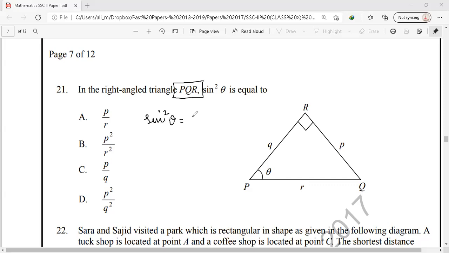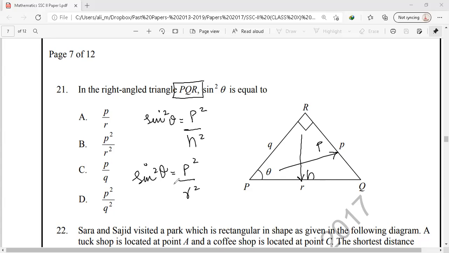We know that the ratio sine is equal to the side perpendicular over the hypotenuse. Theta is given in this expression, so the side opposite to theta is the perpendicular, and the side opposite to 90 is the hypotenuse. The value of the hypotenuse is r, while the value of the perpendicular is p. So let's replace these expressions. If we square these sides, we can find the value of sine square theta. So p square over r square would be the ratio sine square theta. So in question number 21, the correct answer is option B, p square over r square.